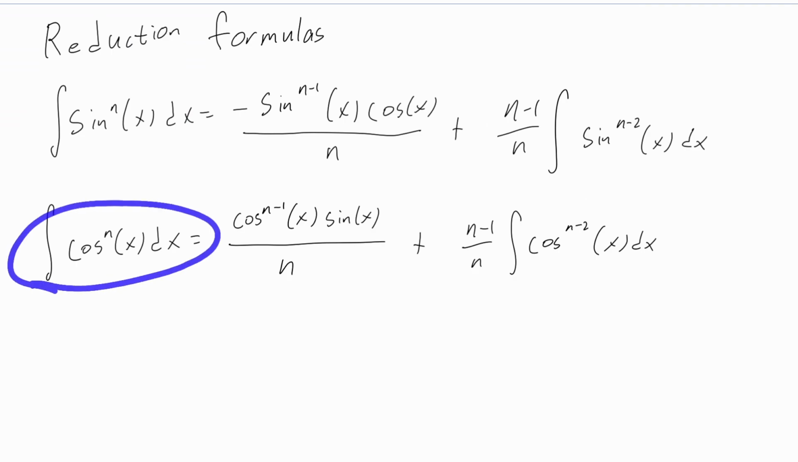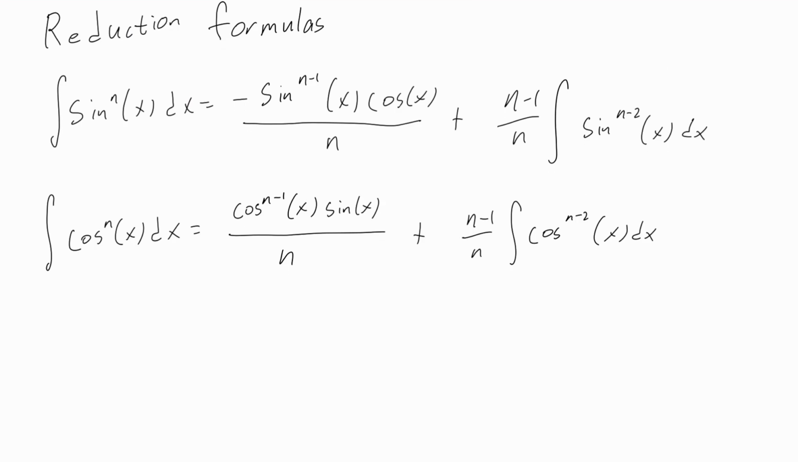Same thing here on the cosine. The integral of cosine to the n of x is the same as cosine to the n minus 1 times sine over n, plus n minus 1 over n times the integral of cosine to the n minus 2 of x. So let's see this in action, because these turn out to be really powerful. You give me any exponent, I can just apply this reduction formula over and over again and get exactly where I want to go.